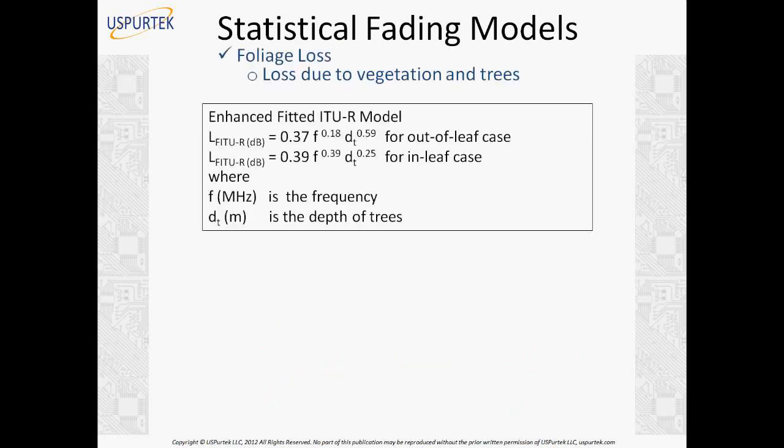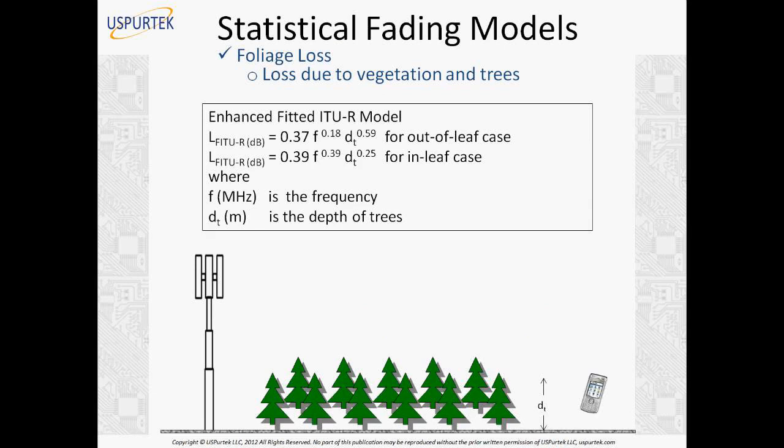Now foliage loss. The trees also absorb RF signal power. This is a model recommended by ITU for the out of leaf case and the in leaf case. Out of leaf means the fall season, when the trees don't have leaves on them. In leaf is when you have spring or summer. So the presence or absence of leaves on the trees affects how much absorption happens. This has been measured and found to fit this empirical model, where you just input the frequency and the depth of trees, which is the height of trees, dt.